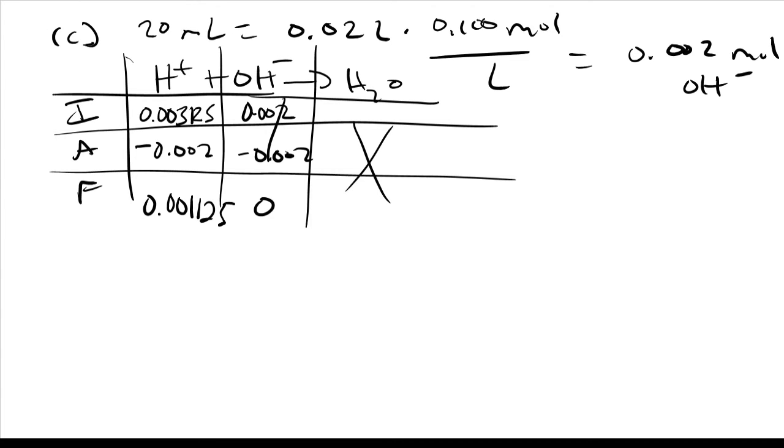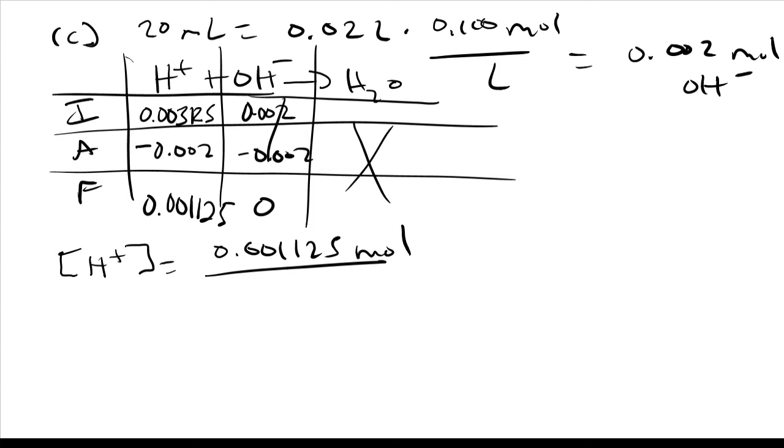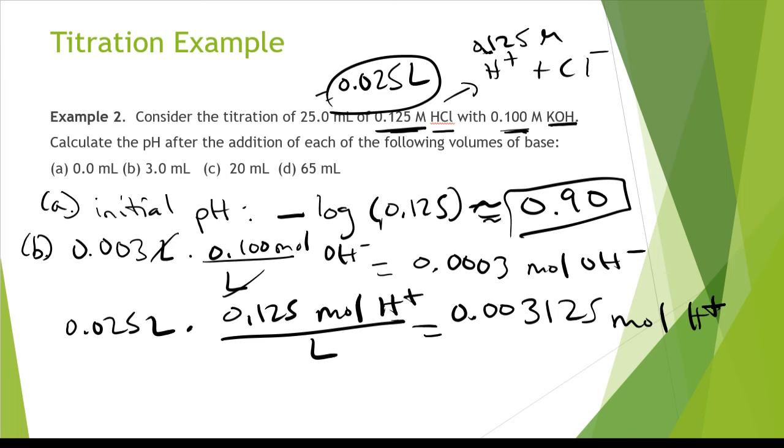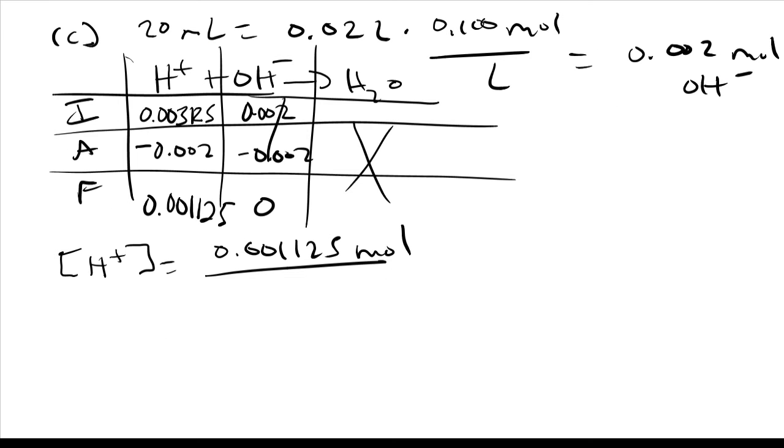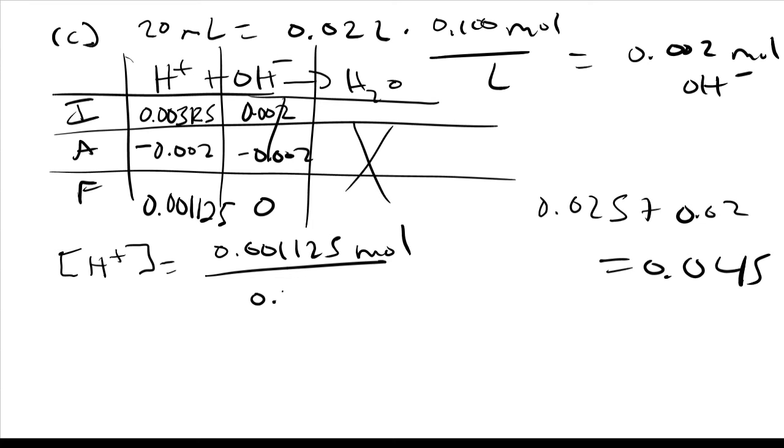All right. So therefore, we're going to take that hydrogen ion amount and convert it to a concentration. The total volume should be 0.09 if I'm not mistaken. So 0.025 plus, oh, I'm sorry, 0.025 plus 0.02, so 0.045. Okay, so let's go ahead and calculate that real quick.